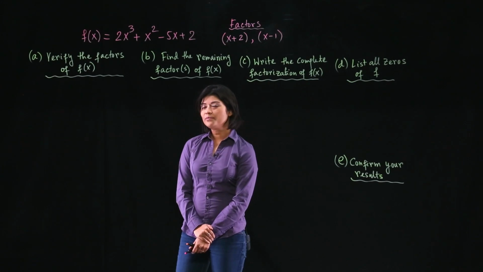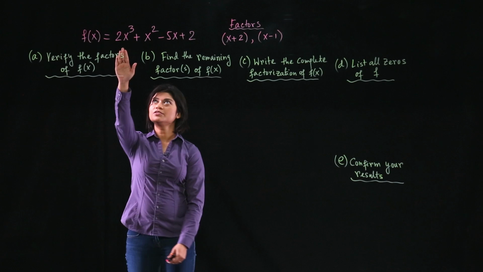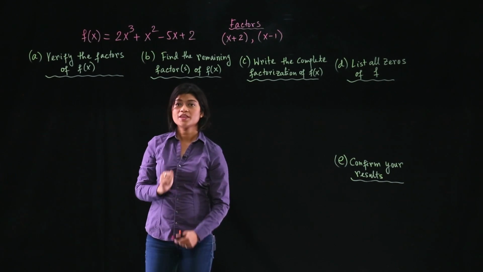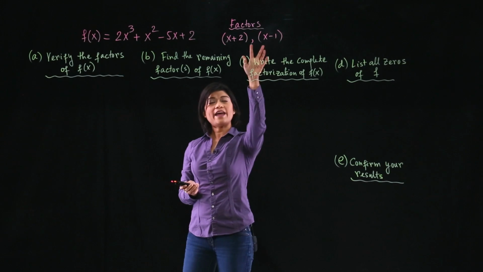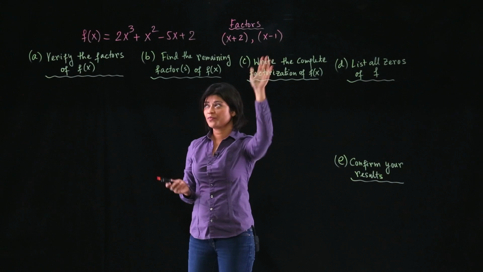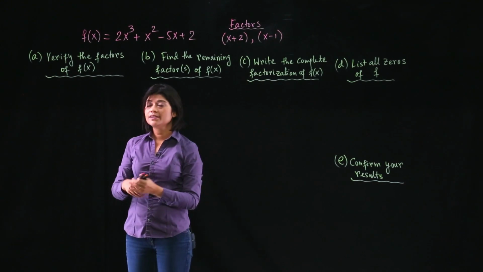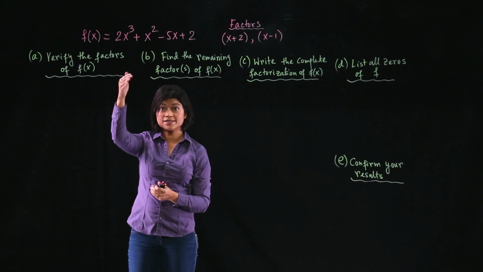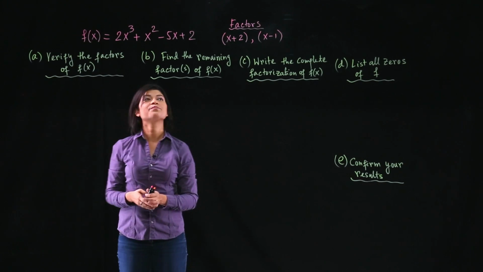Hi, I'm Papia. In this problem, we have a function f of x equals 2x cubed plus x squared minus 5x plus 2, and two factors are given to us: x plus 2 and x minus 1. We have to verify that these are factors of f of x.